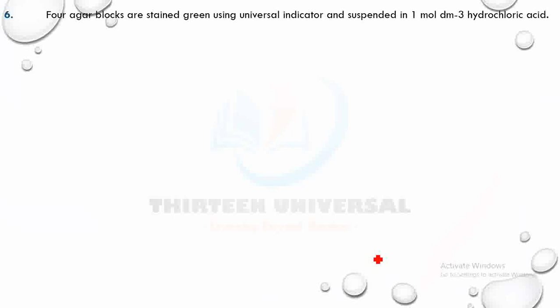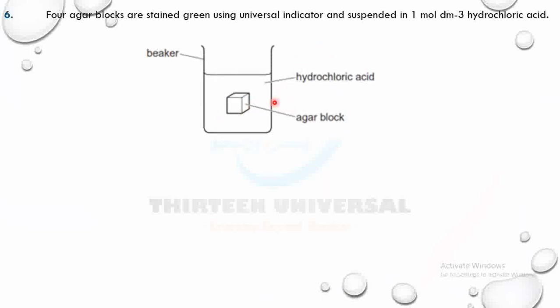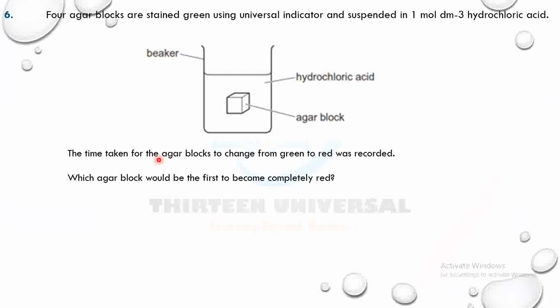Okay, 4 agar blocks. Come with me. Let's run. 4 agar blocks, you can see that, are stained green using universal indicator and suspended in 1 mole per dm cube hydrochloric acid. You can see it's suspended here in the beaker of hydrochloric acid with universal indicator. The time taken for the agar blocks to change from green to red was recorded. Which agar block would be the first to become completely red?